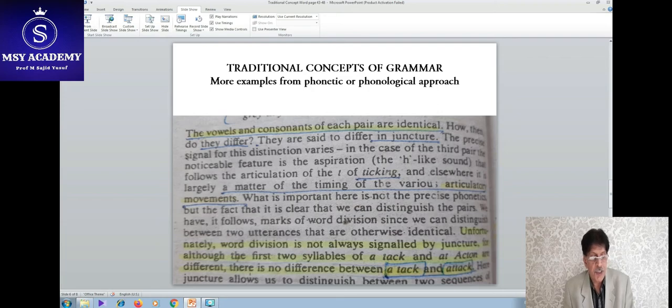Now the most important point, unfortunately: the word division is not always signaled by the juncture. It says that it is not necessary that the word division may determine that it is a juncture. For although the first two syllables of a tack and at acton are different, there is no difference between attack, attack. So it depends. Try to distinguish the sound which I am trying to produce under some articulatory rules.